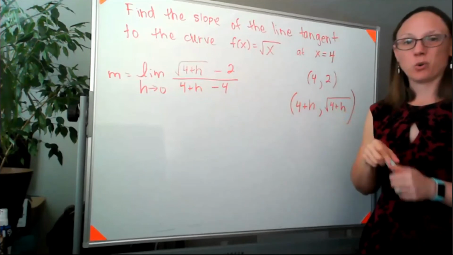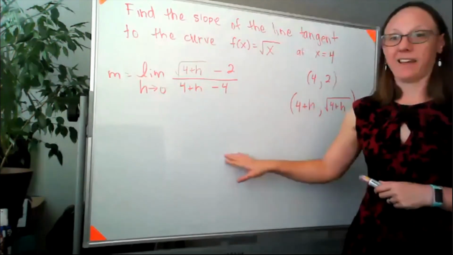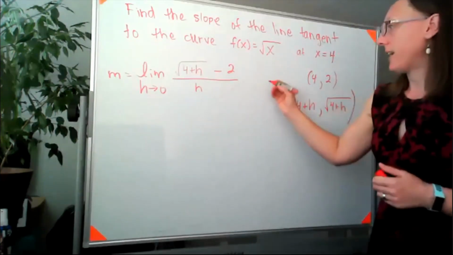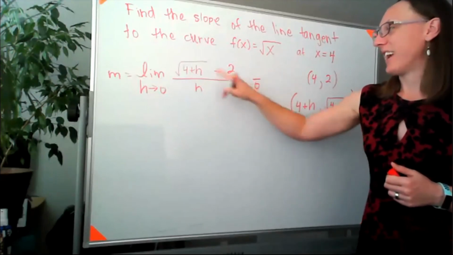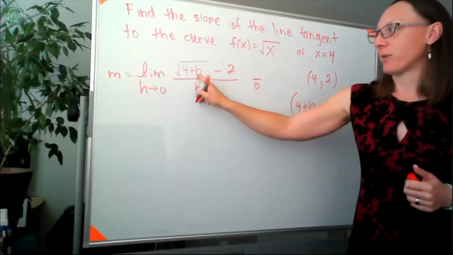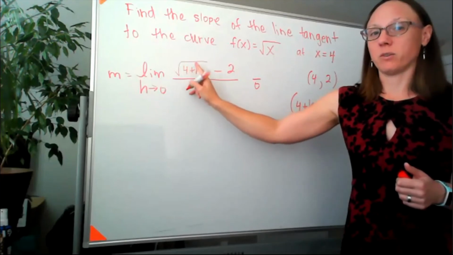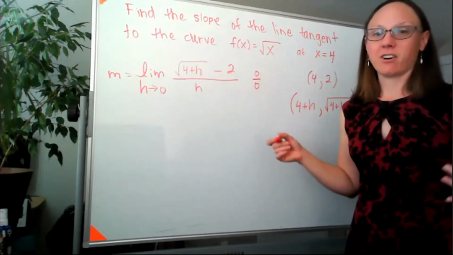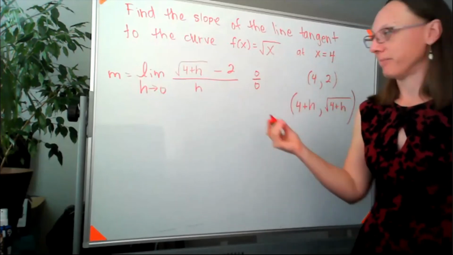So I'm going to give you 2 minutes on your paper to work out what the answer is to this limit. When we plug in 0, in the denominator we've got a 0, and in the numerator, when I plug in 0 here, I'll have the square root of 4, which is 2. 2 minus 2, I also have 0.